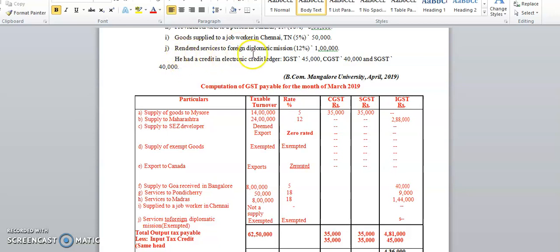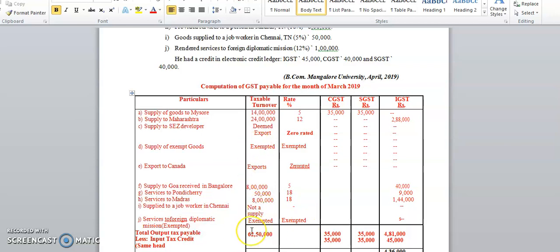So remember, when goods are supplied to a job worker, it is not a supply at all. Rendered services to foreign diplomatic mission 12% is the rate of GST and value of the services 1 lakh. If any services are rendered to foreign diplomatic mission, it is exempted under GST. Remember this, when services are rendered to foreign diplomatic mission, such services are exempt under GST.